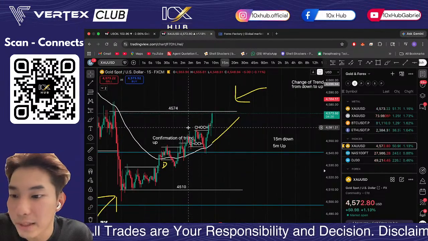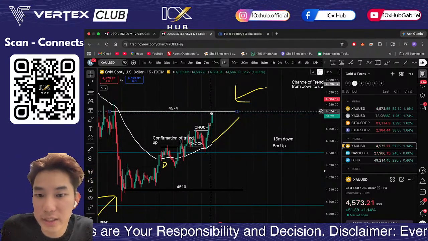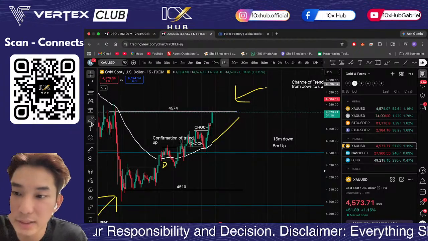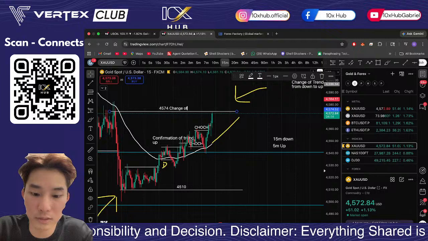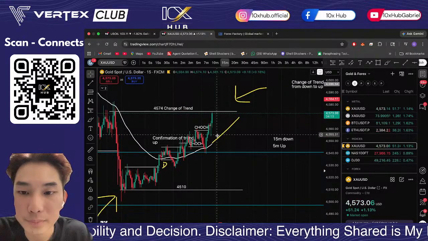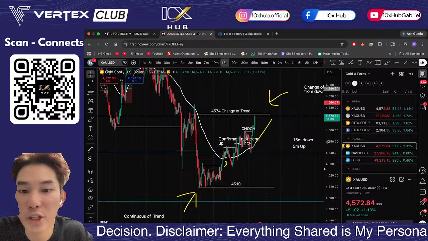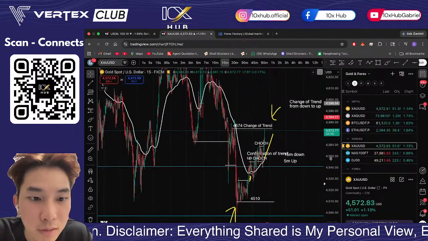What is RBS? What does it stand for? Okay, so this level is actually a change of character, which is change of trend. If I put it in a simple way to explain it, change of trend. We can call it CHoCH as well. The resistance becomes support.